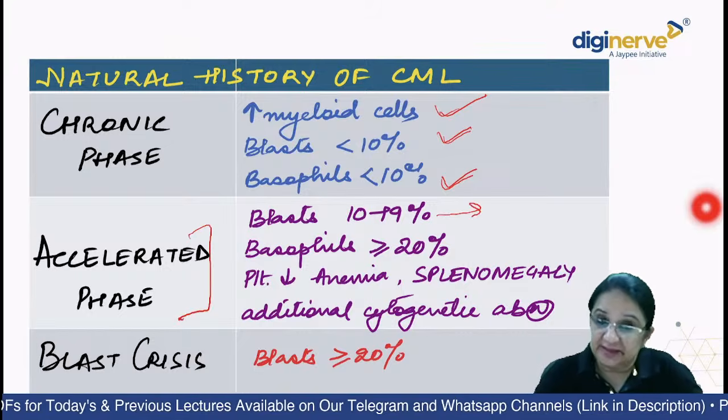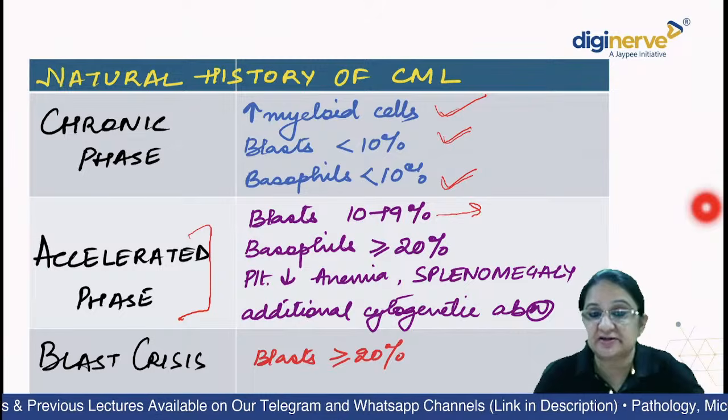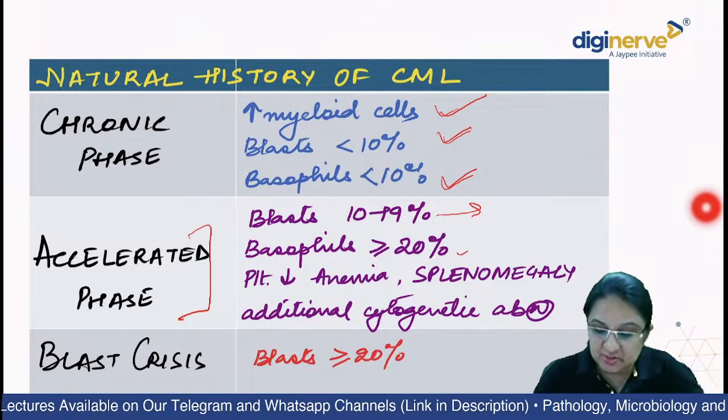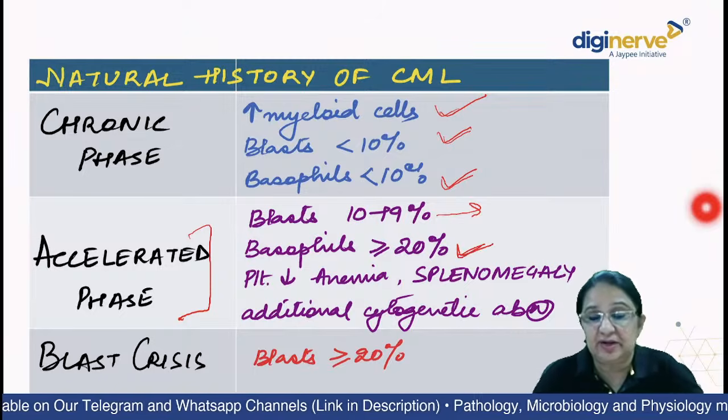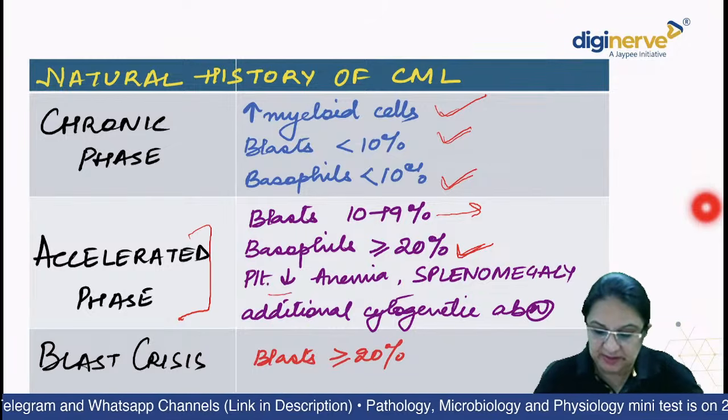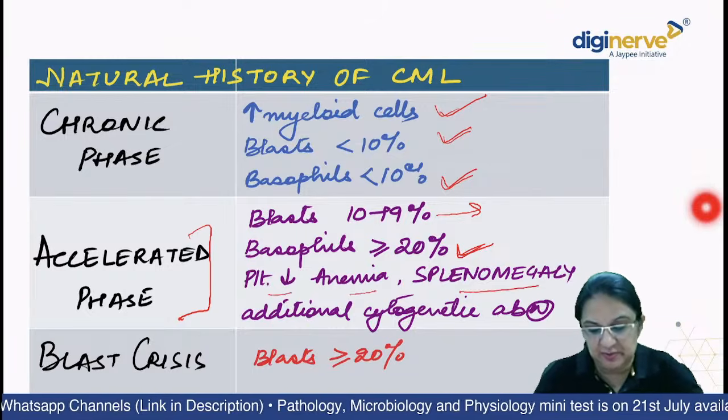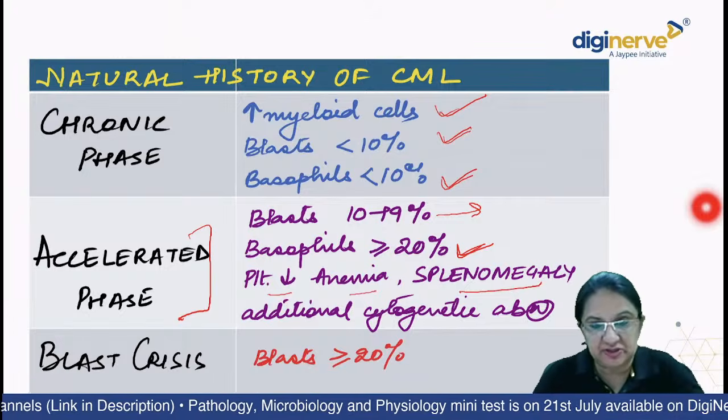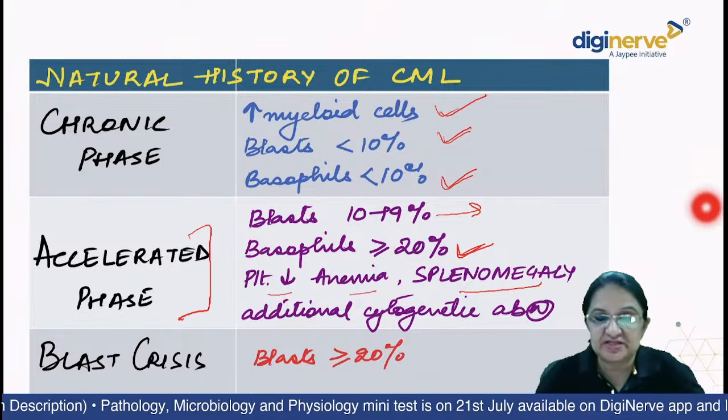What happens in the accelerated phase? Blasts 10 to 19%, still less than 20%. Remember, basophils characteristically more than 20%. Your platelets would be reduced, anemia would be there, splenomegaly. Additional cytogenetic abnormalities could also be present.